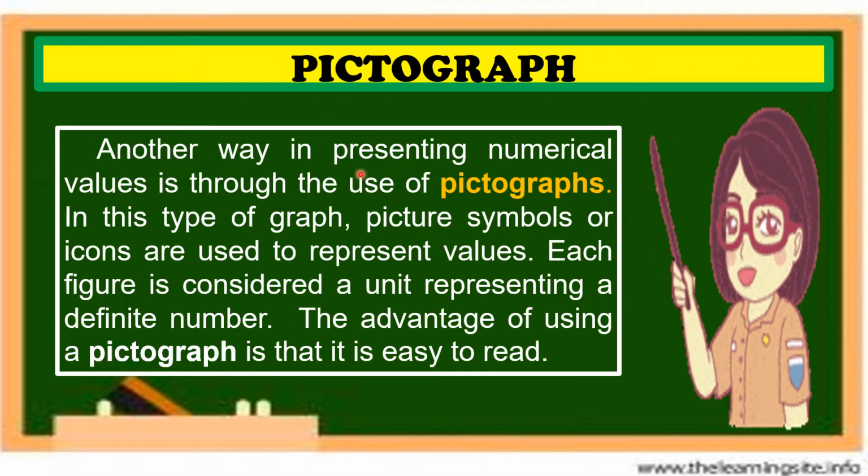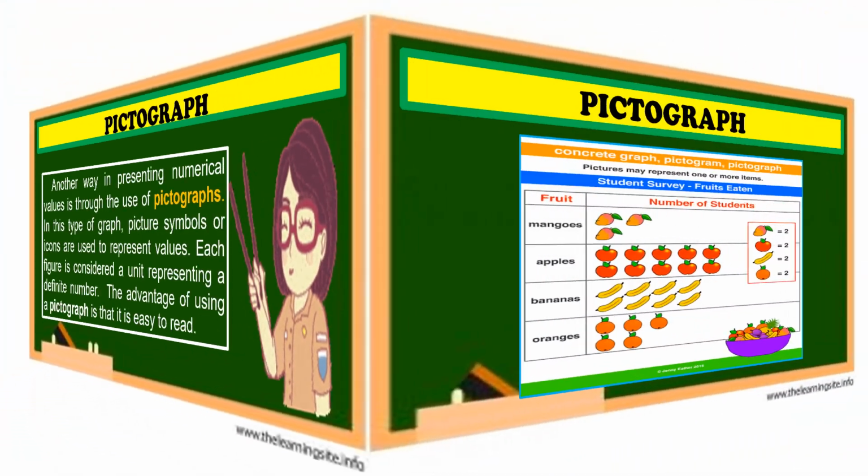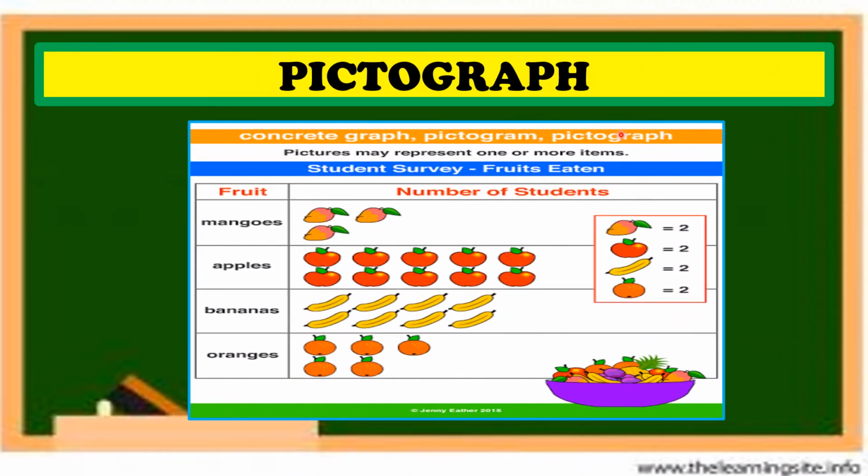Pictograph. Another way of presenting numerical value is through the use of pictograph. In this type of graph, picture symbols or icons are used to represent values. Each figure is considered a unit representing a definite number. The advantage of using a pictograph is that it is easy to read. This is an example of pictograph wherein one symbol represents 2.